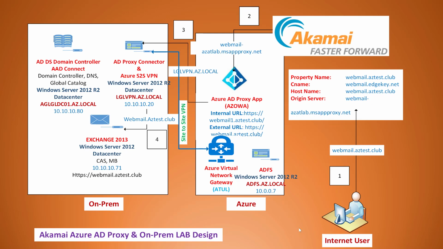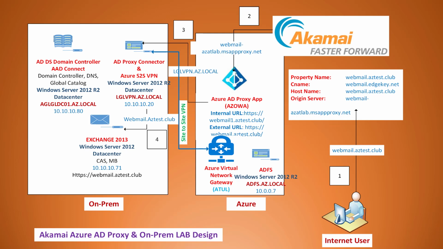So this is our lab, and at a very high level, what's happening in this scenario is that the user is going to webmail.aztest.club in the browser. Webmail.aztest.club is CNAMEd to webmail.hkey.net, which is the Akamai Edge server fabric, right? So it hits the Akamai server, which asks, where do I need to send it? Which is my origin server? The origin server is webmail.azatlab.msfproxy.net.